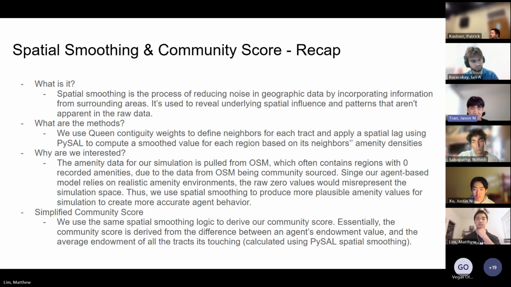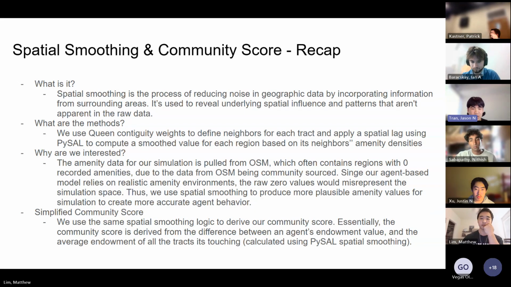The reason why we're interested in this is our data for our simulation is pulled from OpenStreetMap, which often contains regions where there's zero amenity data at all due to OSM being community sourced. So since our agent-based model relies on a realistic amenity environment, these raw zero values would misrepresent the simulation space. So we use spatial smoothing to create more realistic and plausible amenity values for our simulation.